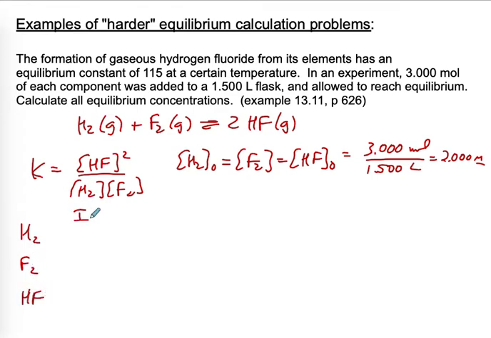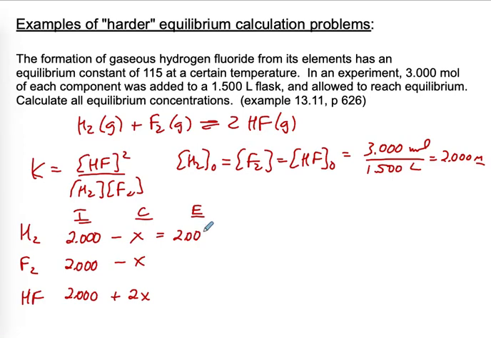So I'll set up my ICE table. My initial molarities are all 2.00 molar. My change in concentration, I'll define my decrease in concentrations of H2 and F2 as minus x, and my increase in concentration of HF is 2x. So my equilibrium concentrations will be 2.00 minus x, 2.00 minus x, and 2.00 plus 2x.